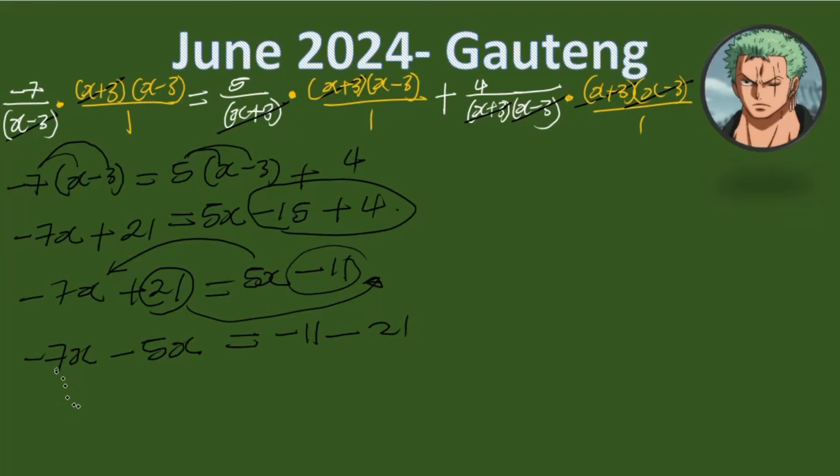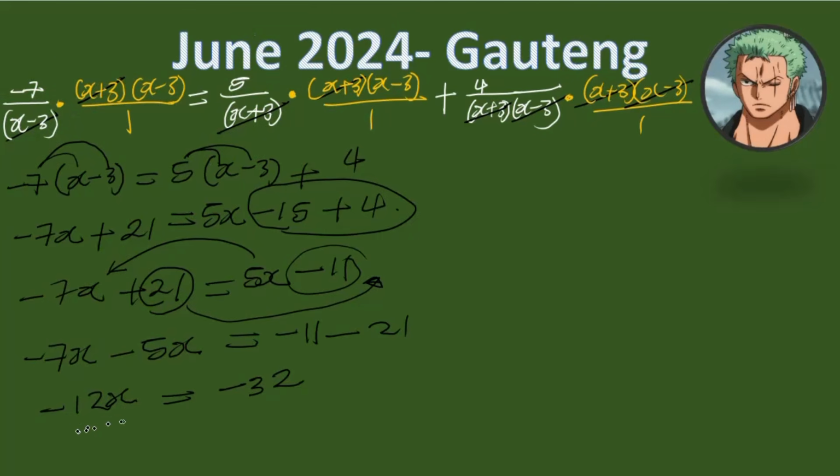Whew. And then what do I have? I have negative 7x, and that is negative 12x. This is equals to negative 11, negative 21. I'm lazy to calculate. That is equals to negative 32, right? I wish it was 36, but then we don't always get what we want, right? And then I divide both sides by 12, by negative 12, so to say.